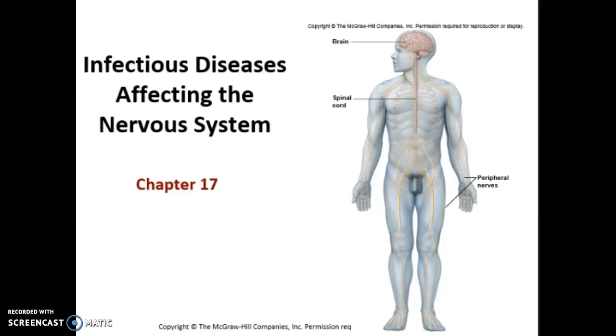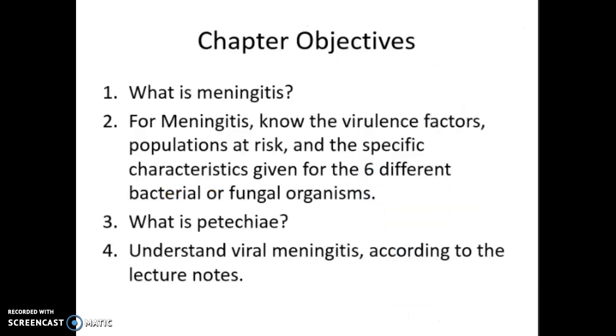Alright, here we're going to look at meningitis, and this is going to be found in chapter 17. And we'll look at what is meningitis. This is a very unfortunate, very problematic disease. But the issue is that there are a lot of different organisms that can cause it. And each organism has its own virulence factors, different populations that are at risk, and some specific characteristics.